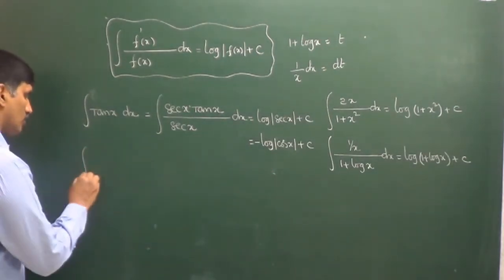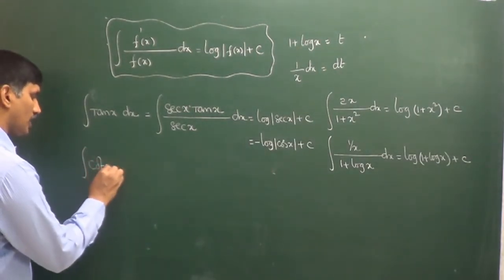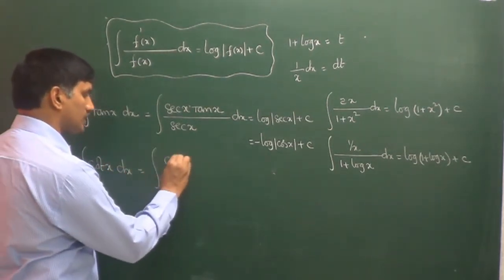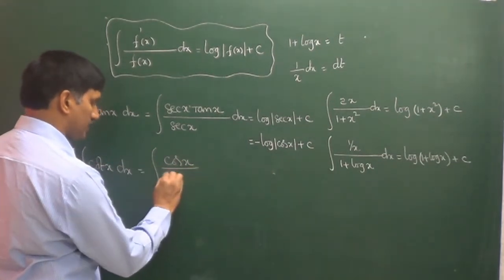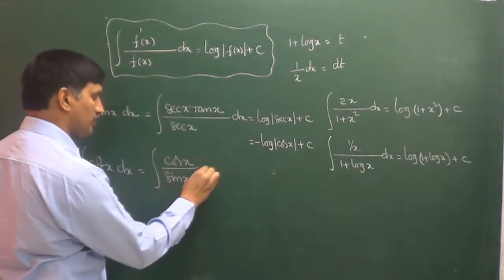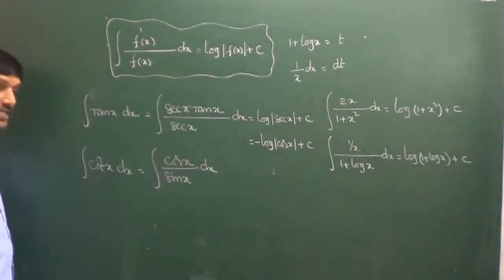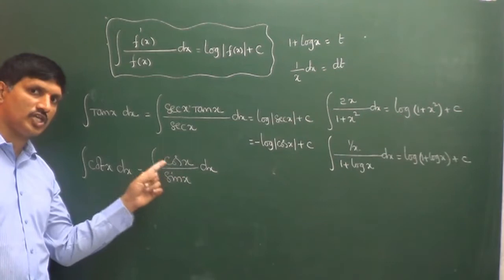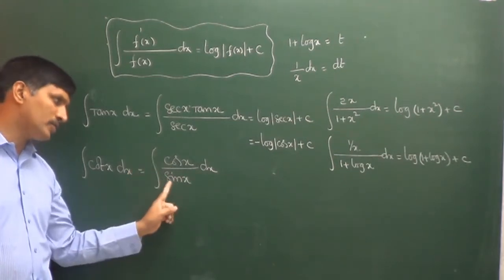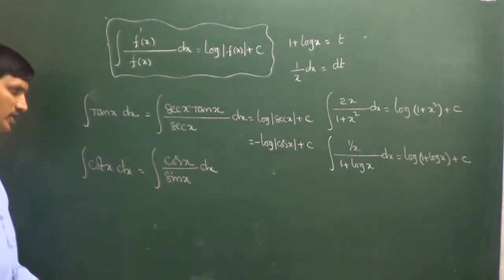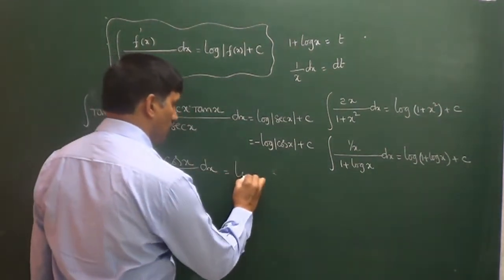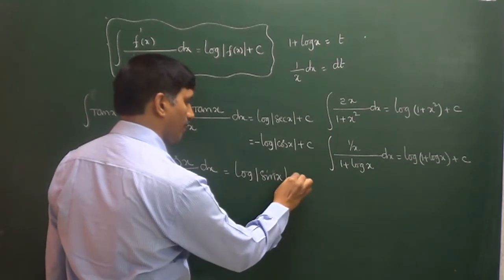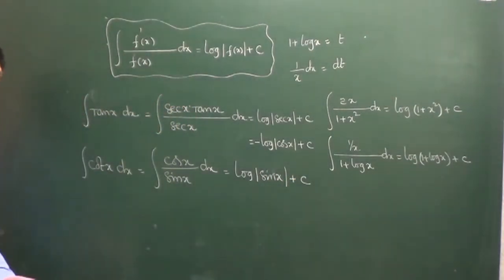Next we will discuss another one, integration of cot x. This is equal to integration of cos x divided by sin x. Cot x we can write as cos x divided by sin x. Now you can observe here, the denominator's differentiation is there in the numerator. That's why we can write it as log of the denominator. So that is the integration of cot x.